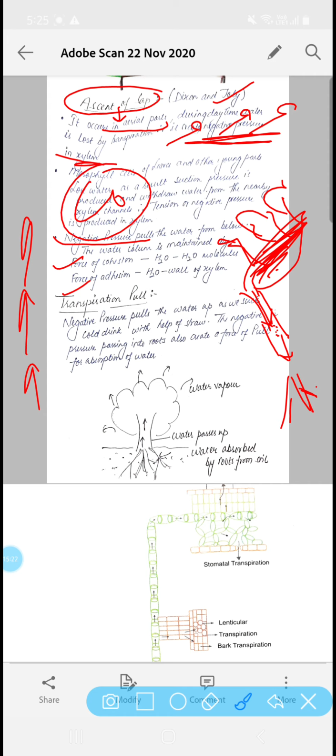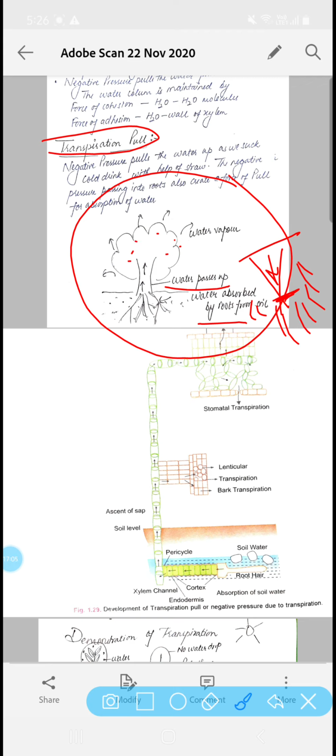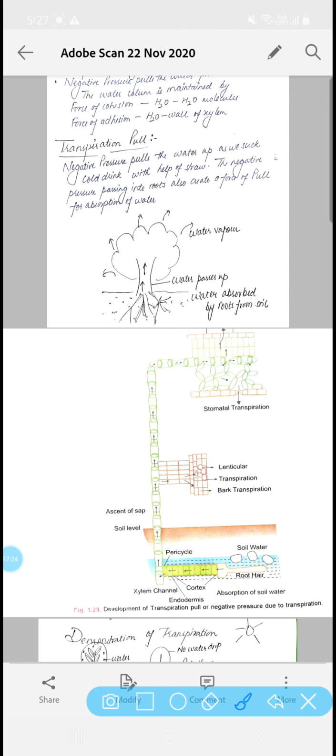If we see this diagram, it depicts how the water is absorbed by the roots from the soil. Then that water, via the xylem, moves upward and reaches the leaves and other young parts. During the daytime, water vapors are formed and extra water is lost with the help of transpiration. The next diagram depicts how the pressure is exerted and how the ascent of sap takes place.